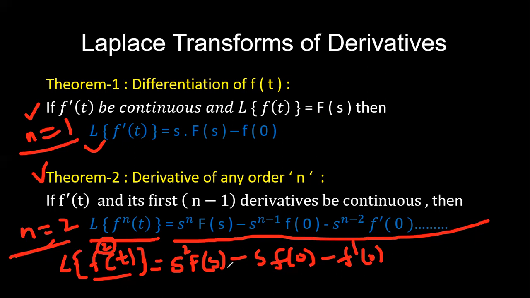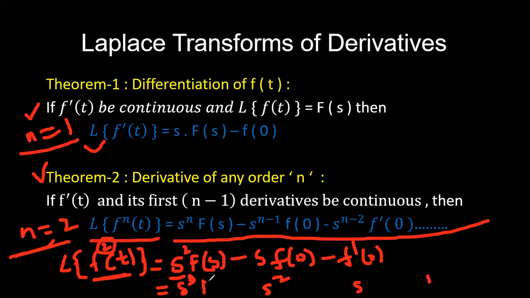If you go for the third derivative, what will you get here? The s power goes on decreasing. First you get the highest power based on the highest order of the differentiation. If it is second order, you get s square. If it is third order, you get s cube. Next you get s square, next s, and then s power 0, that is 1.